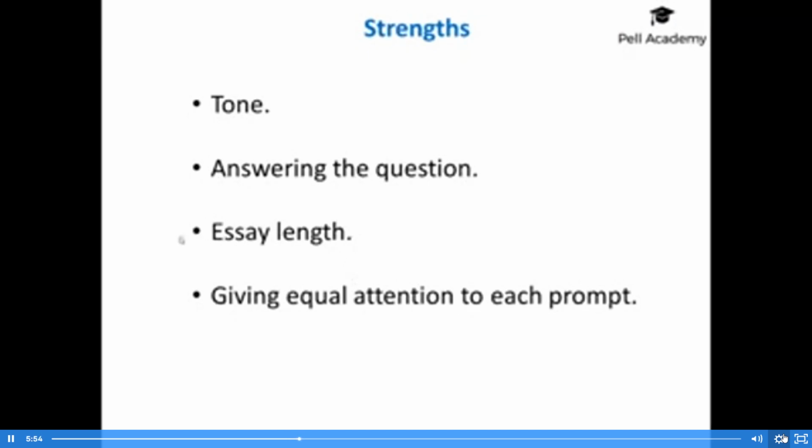So you're all writing nicely balanced, you're looking at around 170. A little bit above or below that obviously is fine, but just so that you can look at your essay and not have to count how many words, but also you're not writing so much that you're losing time. The final one then, giving equal attention to each prompt.